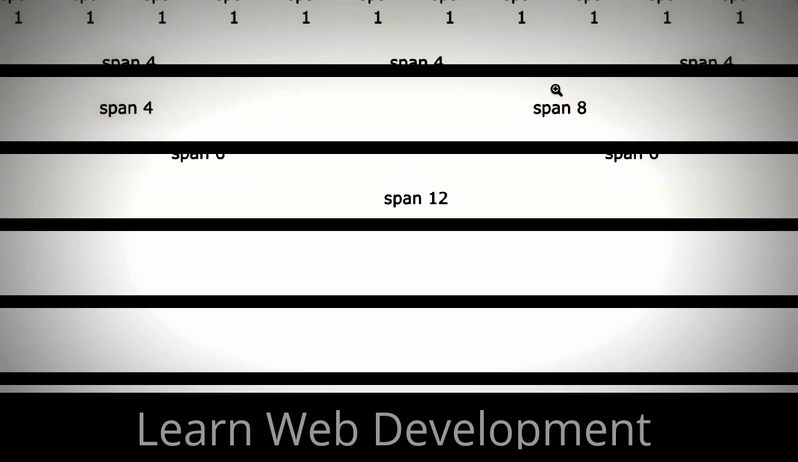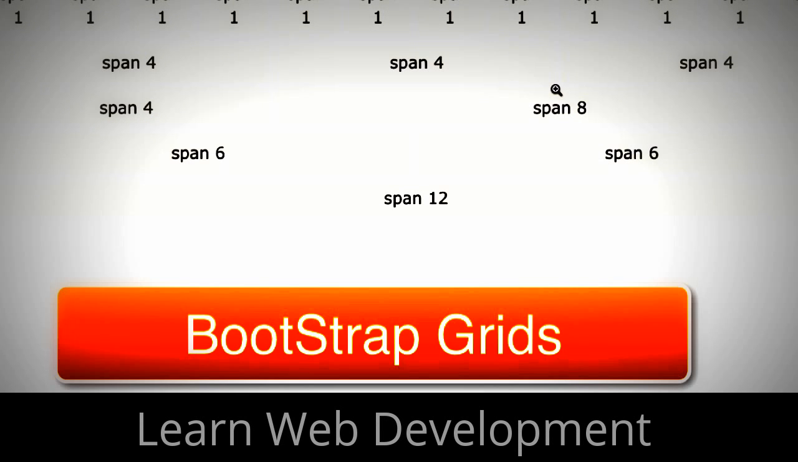Hello web developers. Today we're going to be talking about the Bootstrap Grid System, and the Bootstrap Grid System allows up to 12 columns across the page.